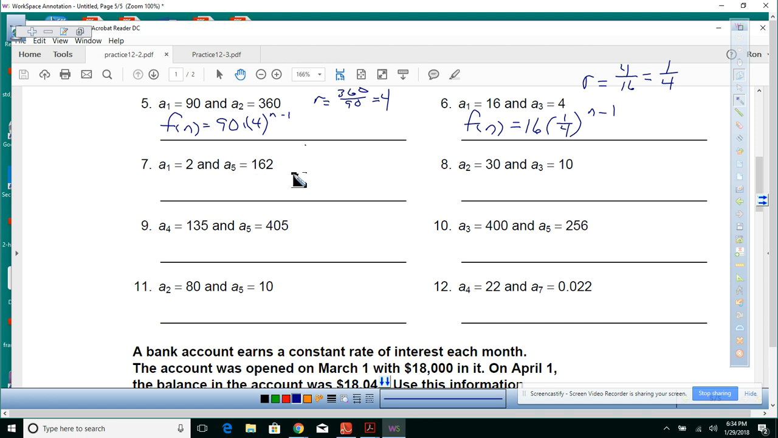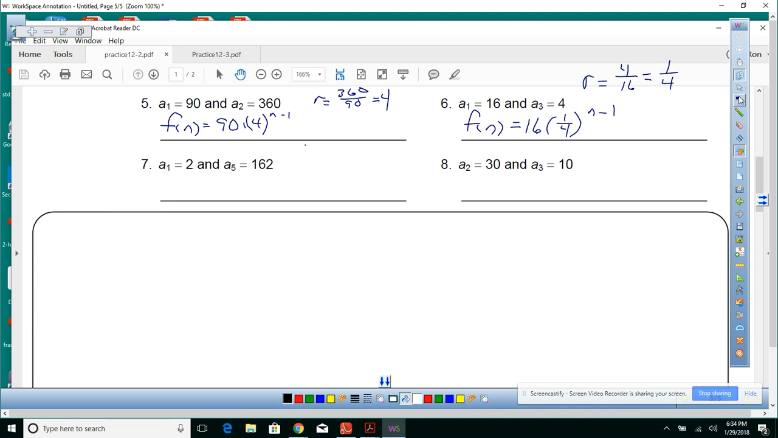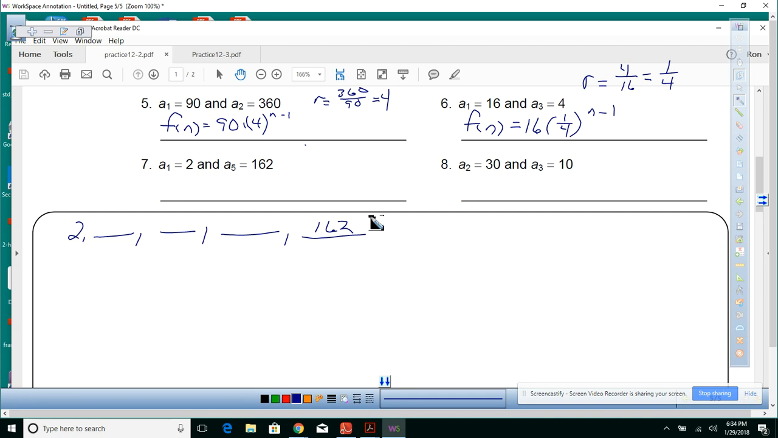A to the 5th. I may need a little real estate here. So I'm sitting here looking at, first term is 2, and then we got 3, we got 4, 1, 2, 3, 4, and then 5 is 162. How am I supposed to find that? I'm missing 3 terms here.